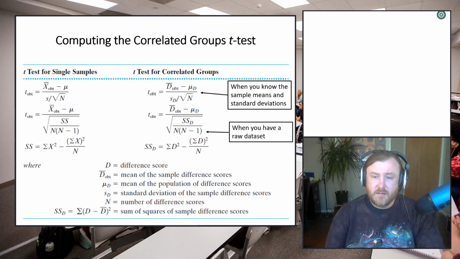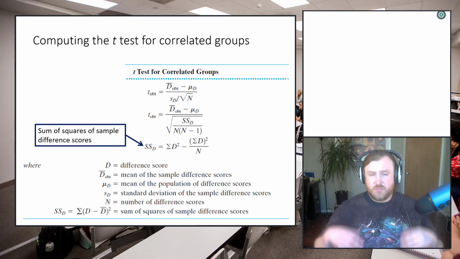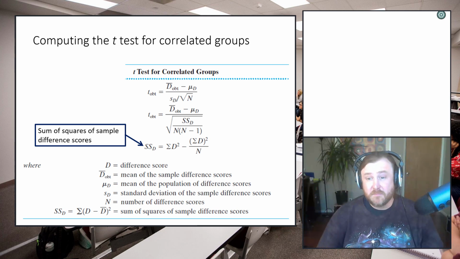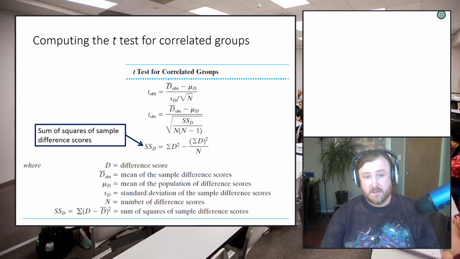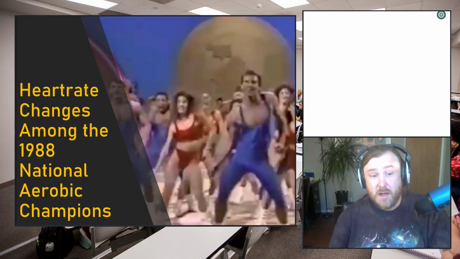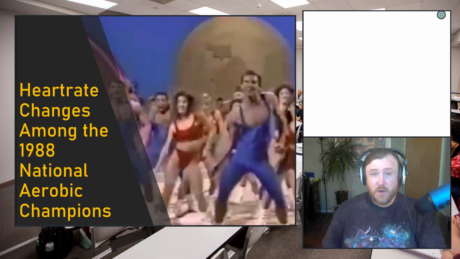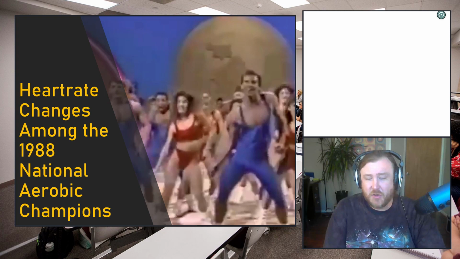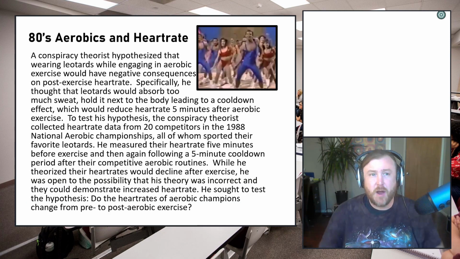And so in addition, just as before, part of the t obtained equation involves computing the sum of squares. This time it's the sum of squares for the difference between the two measurements. And the calculation of the sum of squares incorporates squared differences and the sum of differences squared. So let's do an example. We will look at changes in heart rate among the 1988 National Aerobic Champions. So here's the full problem.